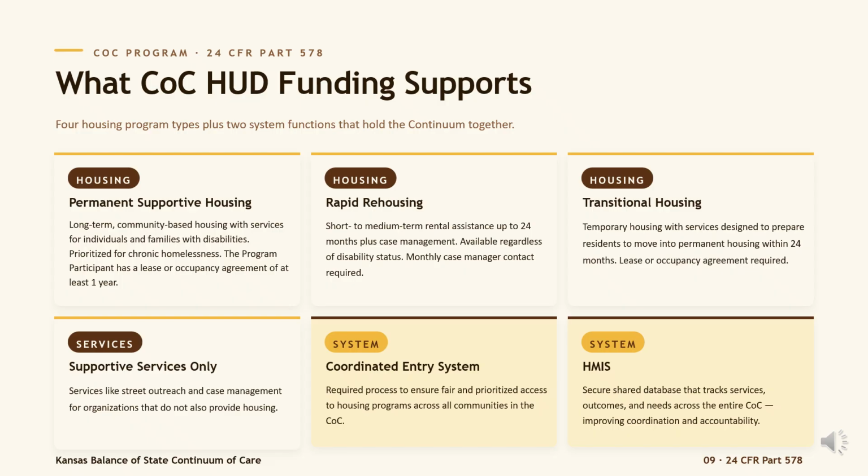Lastly, the Department of Housing and Urban Development decides every year which of these program types they will fund in that given year. You must refer to the Notice of Funding Opportunity for eligible program types as it may change.